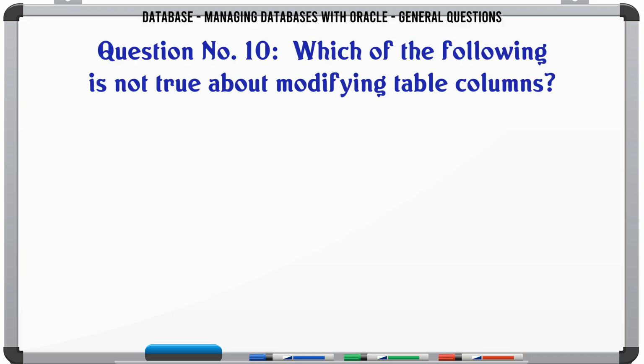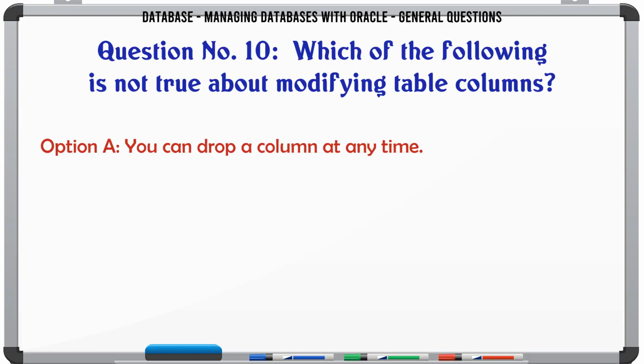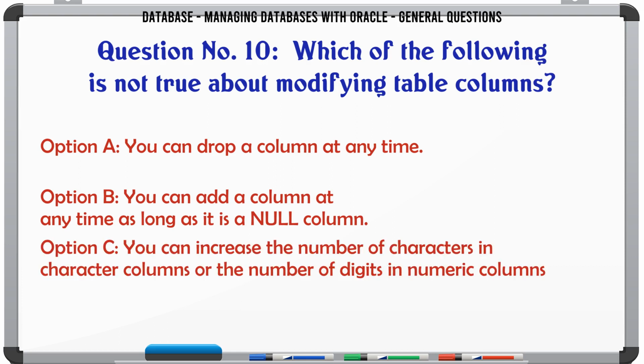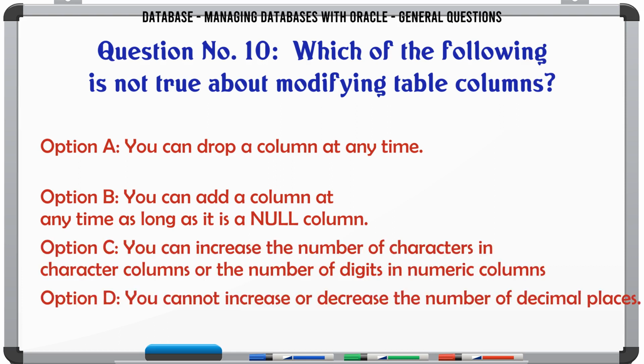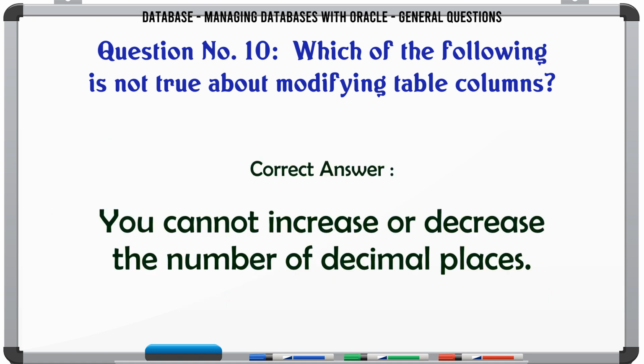Which of the following is not true about modifying table columns? A. You can drop a column at any time. B. You can add a column at any time as long as it is a null column. C. You can increase the number of characters in character columns or the number of digits in numeric columns. D. You cannot increase or decrease the number of decimal places. The correct answer is you cannot increase or decrease the number of decimal places.